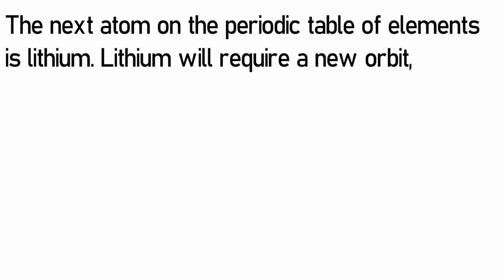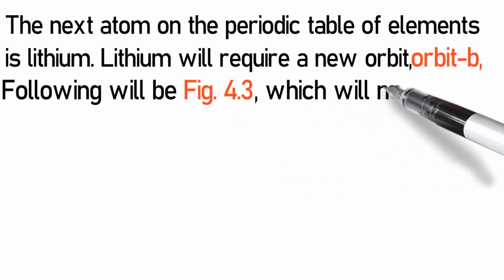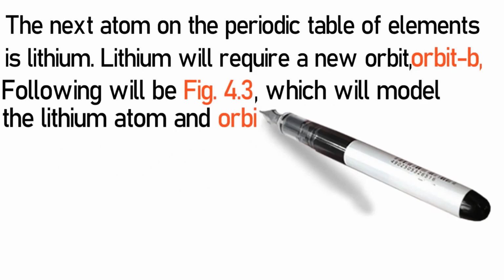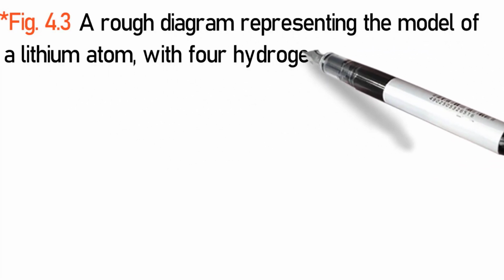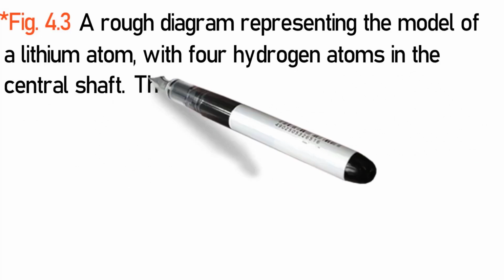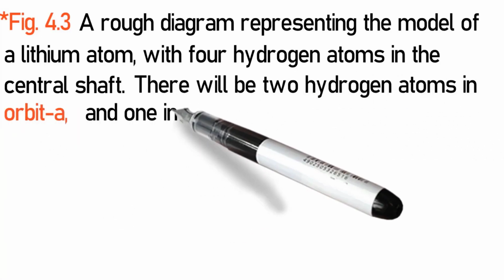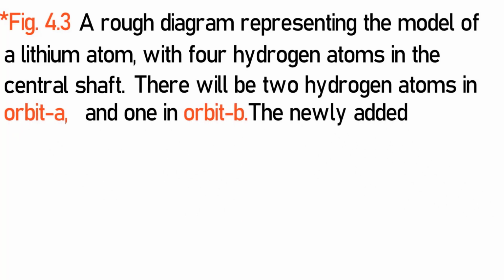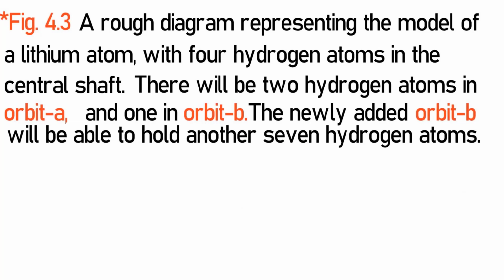Lithium will require a new orbit, orbit B. Following will be figure 4.3, which will model the lithium atom and orbit B. Figure 4.3. A rough diagram representing the model of a lithium atom with four hydrogen atoms in the central shaft. There will be two hydrogen atoms in orbit A and one in orbit B. The newly added orbit B will be able to hold another 7 hydrogen atoms.